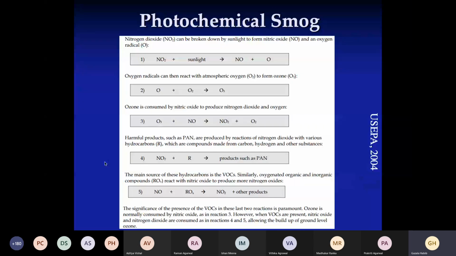Now, this is the simple reaction given by US EPA, how this PAN formation takes place. NO2 plus sunlight, NO and O form, then O plus O2, O3 ozone forms, then O3 plus NO, again NO2 plus O2 will form, right? Then NO2 plus R will give the product such as PAN. So this is the simple way of presentation.